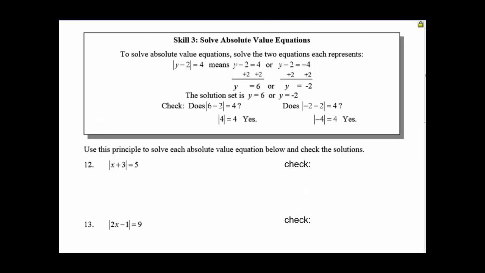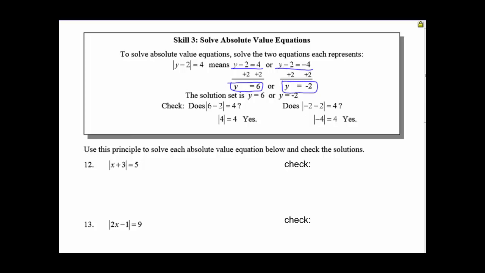Flip over. Okay. So if you notice, skill 3 says solving absolute value equations. If we have this absolute value of y minus 2 equals 4, we know that the two equations are y minus 2 equals 4, y minus 2 equals negative 4. We're going to solve for y, or solve for the variable, both the same ways. We have to add 2 to both sides. On the left over here, we're going to get y equals 6. Or, when we add 2, we get y equals negative 4 plus 2, which is negative 2.